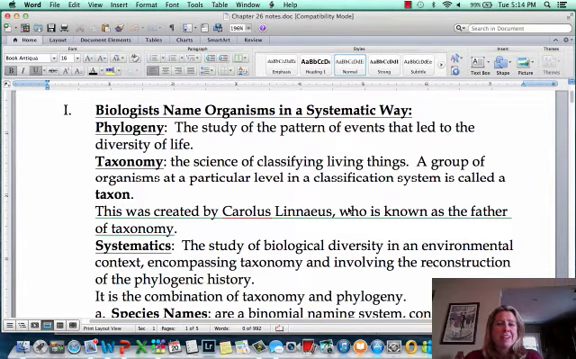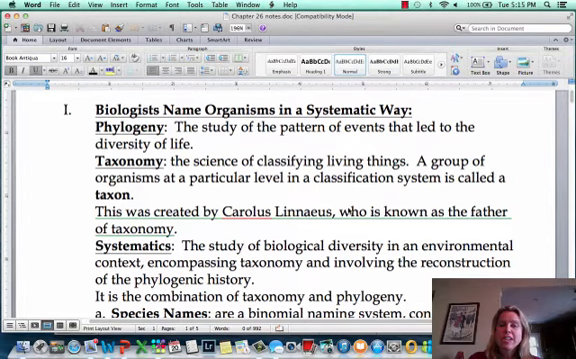So did you ever wonder how a species got named and how it gets categorized? Because if so, welcome to this chapter. This chapter is going to go over how we organize living things, how we name them, how we classify them, how we figure out their evolutionary relationships, and how we can draw that out.